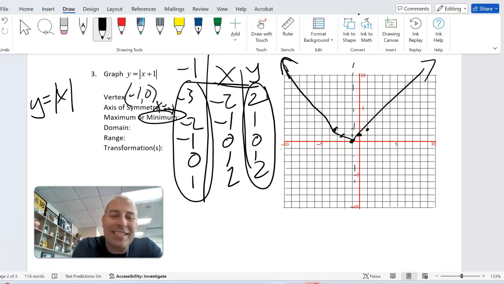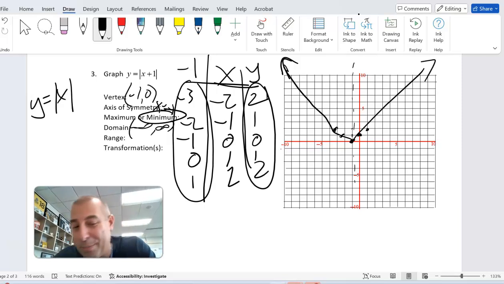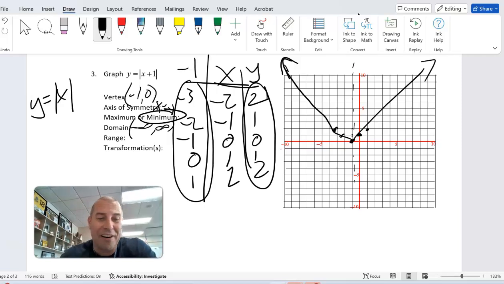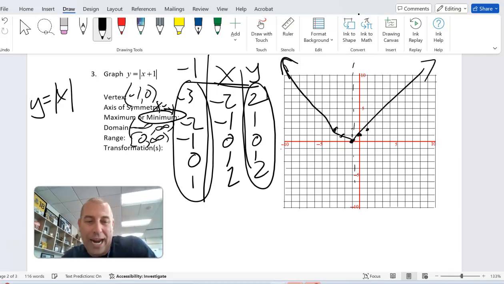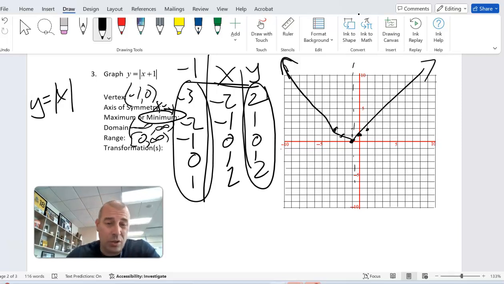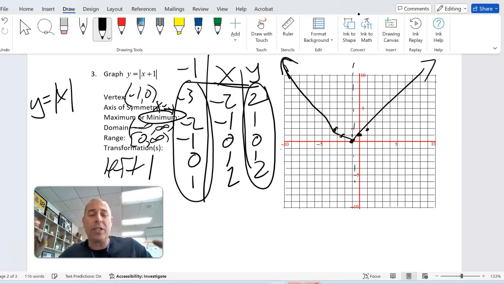The domain is still the same thing. We're going negative infinity to infinity, and my goodness, people, that's not going to change with any of our absolute values. Your range, how low does it go? Well, it did go as low as 0 and does go as high as infinity. That's there. Watch your brackets. And then transformation. So what do we end up doing? Well, we ended up going to the left 1. So again, we talked about transformations in the previous units. Now we're starting to see it.